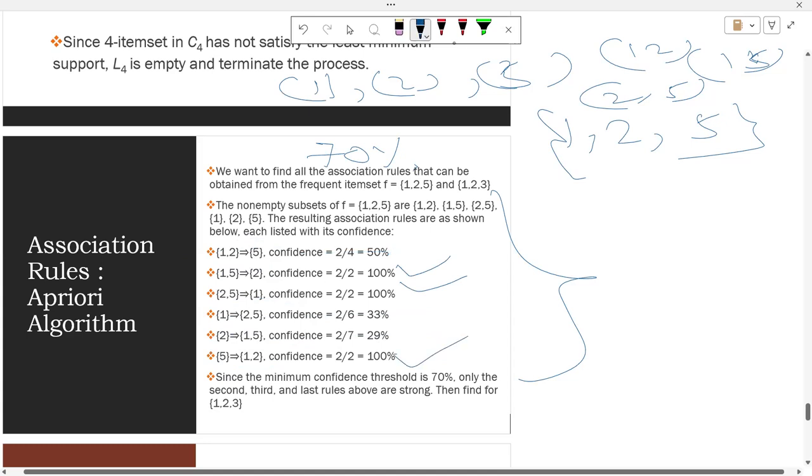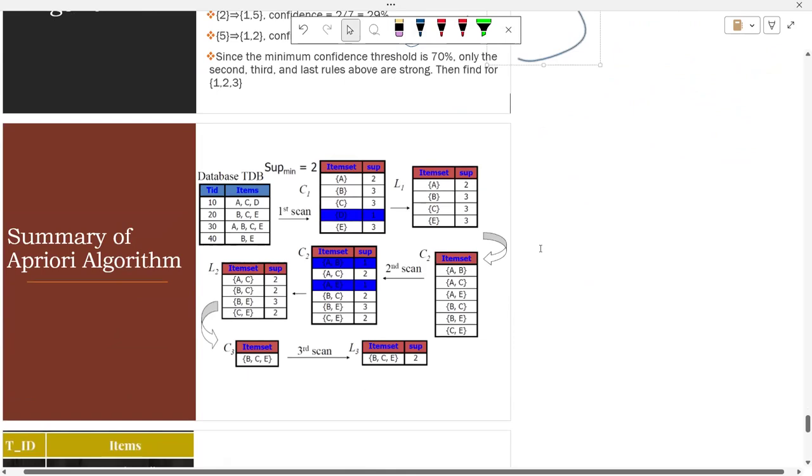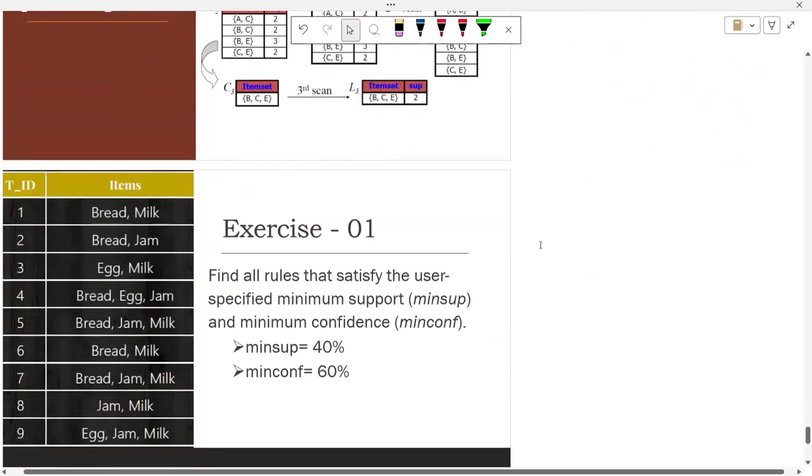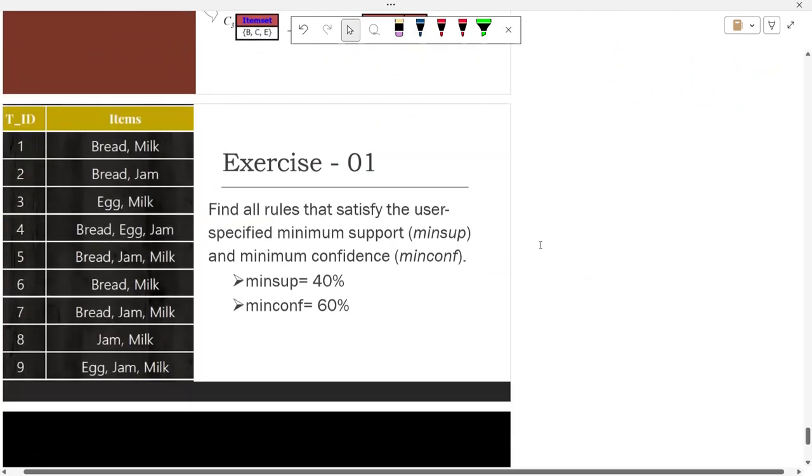So just try to practice this item set in this question. I will share the slides in the VLE after the session. This is a summary of the things we have done. This is an exercise, so take a screenshot and do it yourself, right? As an exercise, try this one.